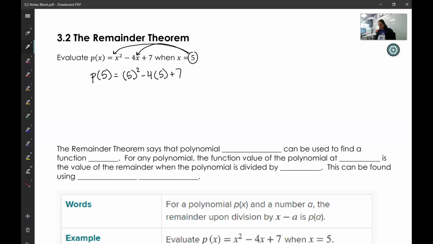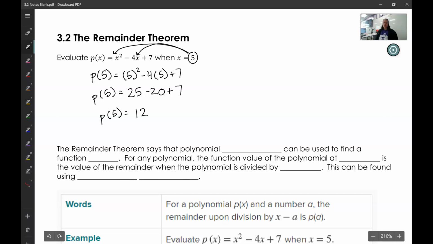Now, I can use a calculator to simplify this. 5 squared is 25, 4 times 5 is 20, and so I get that p of 5 equals 12. So this was using function notation, something you've probably been doing since junior high.